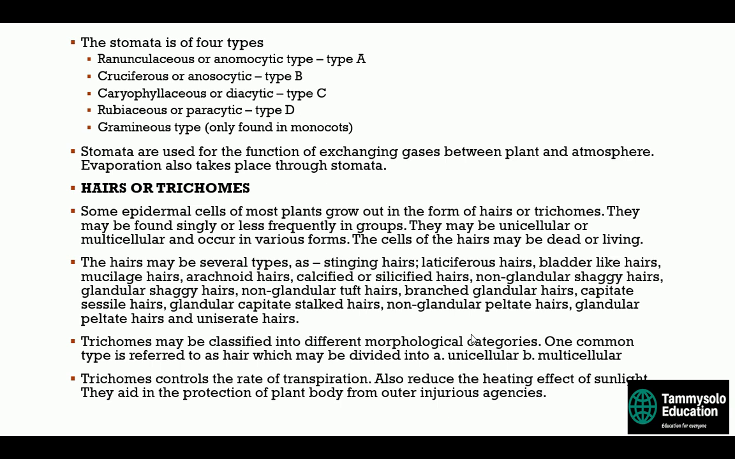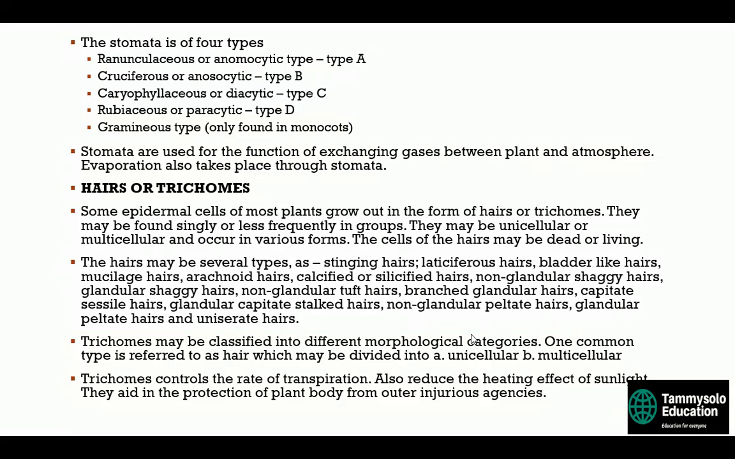Now the stomata is of 4 types. We have the ranunculaceous or anomocytic type, the cruciferous or anisocytic type. We have the caryophyllaceous or diacytic type. We have the rubiaceous or paracytic type. We have the graminaceous type, which is only found in monocots. Stomata are used for the function of exchanging gases between plant and atmosphere. Evaporation also takes place through the stomata.